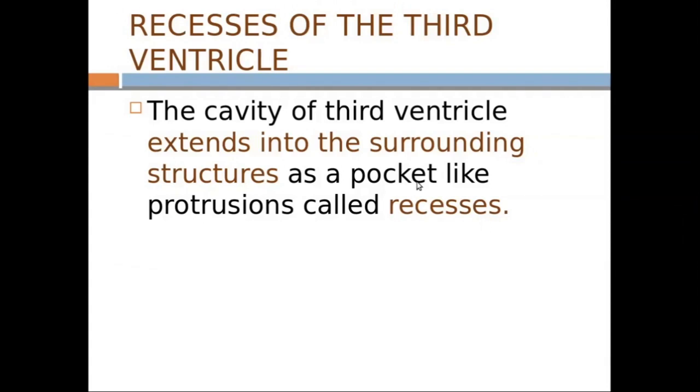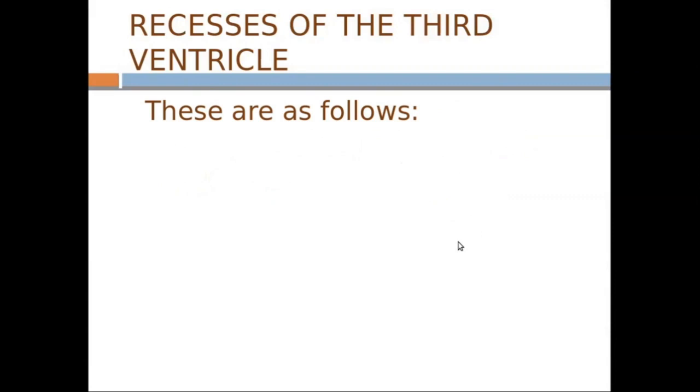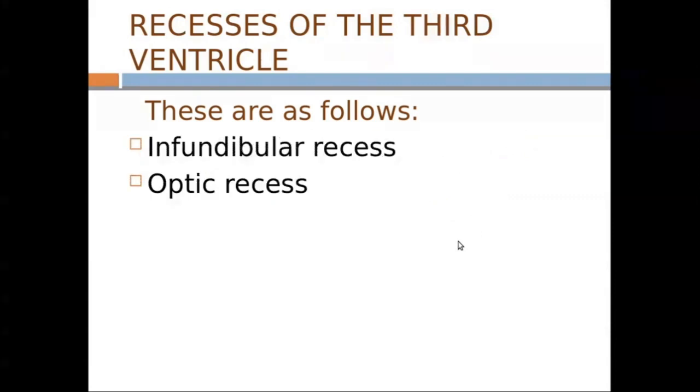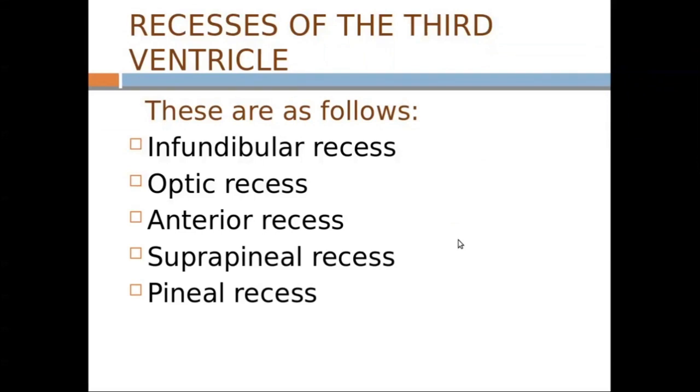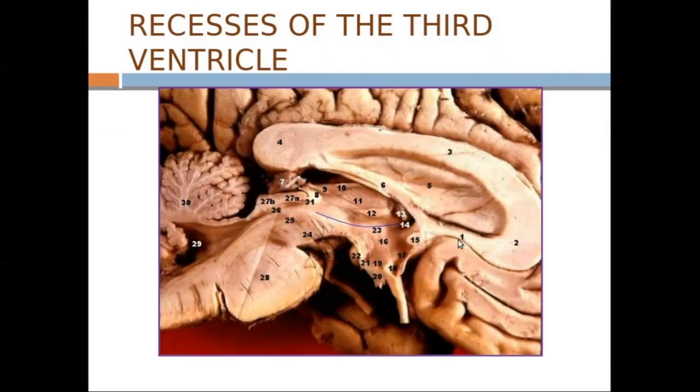Now we will see the recesses of the third ventricle. There are many recesses in the third ventricle, which may again be asked as short notes. The cavity of the third ventricle extends into the surrounding structures as pocket-like protrusions. They are called recesses. They are as follows: infundibular recess, optic recess, anterior recess, suprapineal and pineal recess. They are present in all the boundaries of the third ventricle.